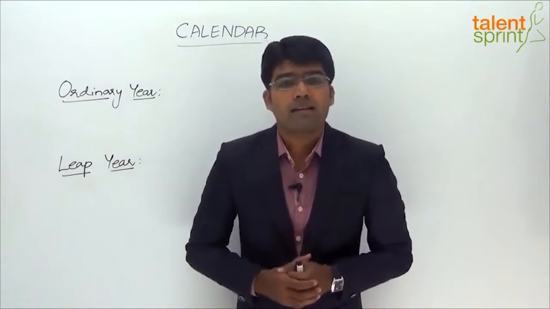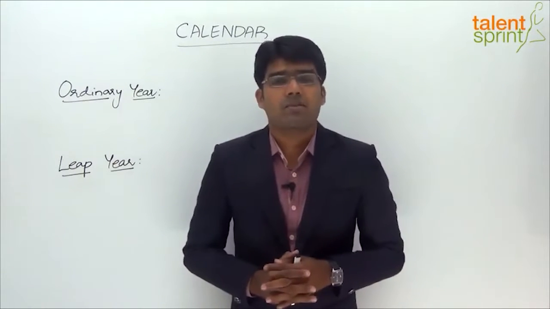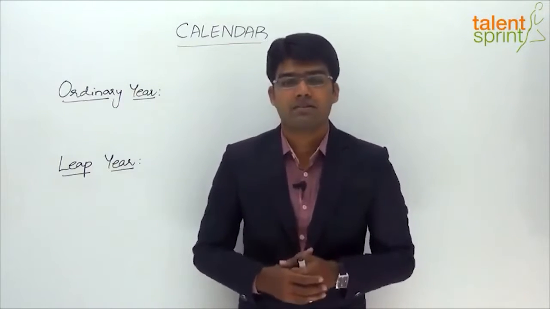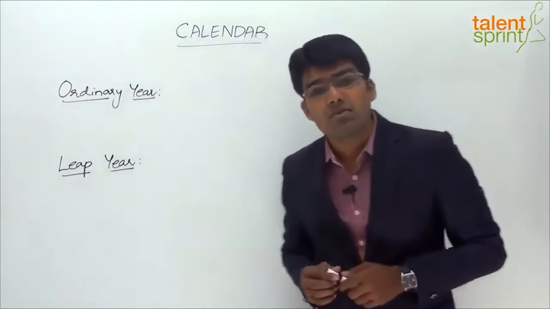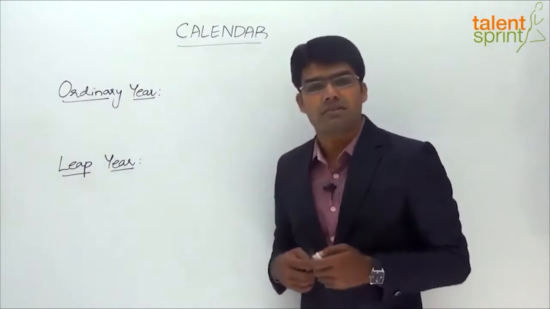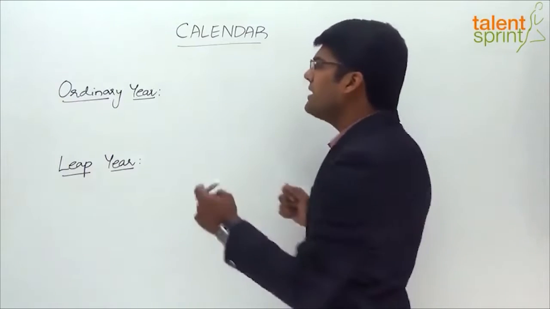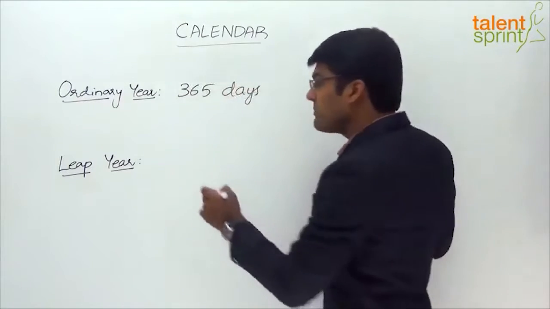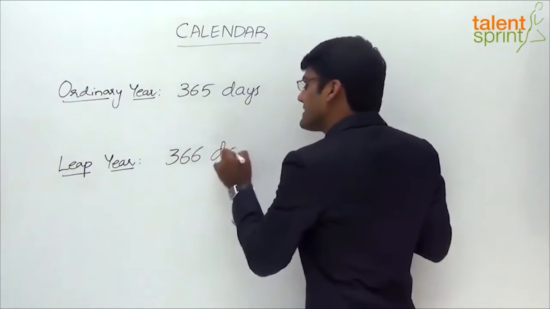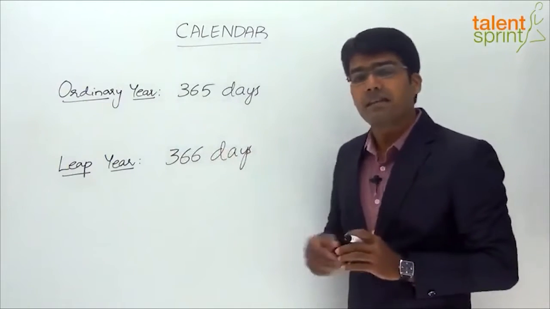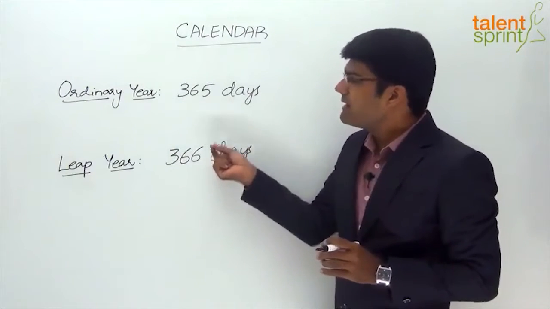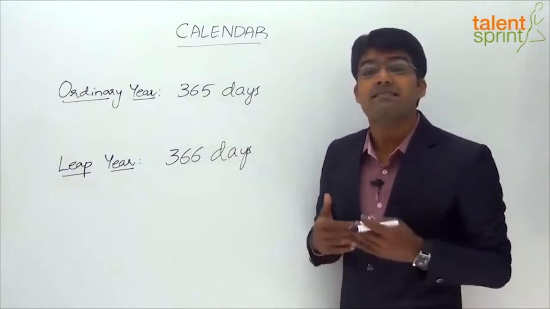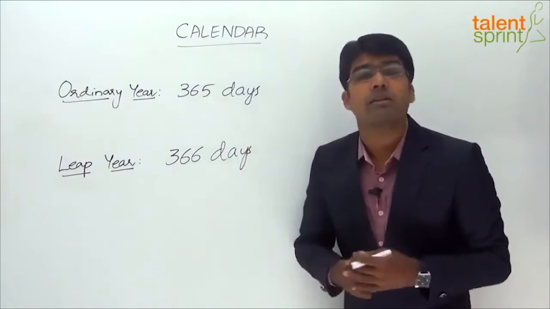Moving on, we know that there are two types of years. One is an ordinary year and the second one is a leap year. So let us understand what is the difference in these two years. An ordinary year has got 365 days, whereas in a leap year, as you all must know, we have 366 days. So basically the difference here is a leap year has got one more day than an ordinary year, right? One additional day when compared to an ordinary year.